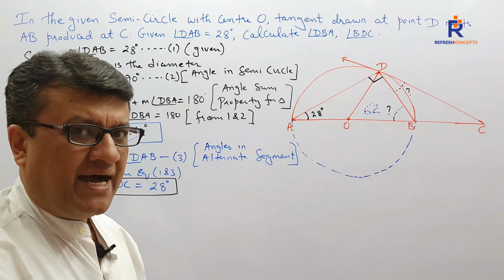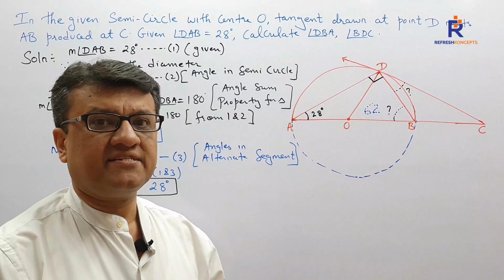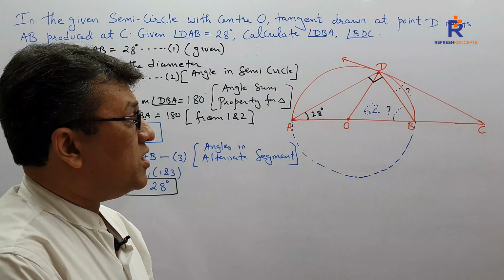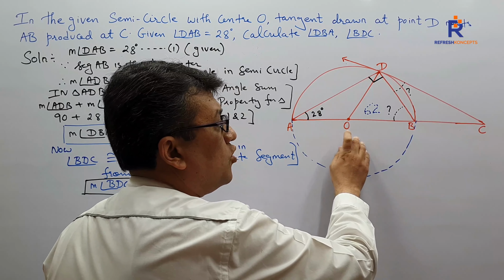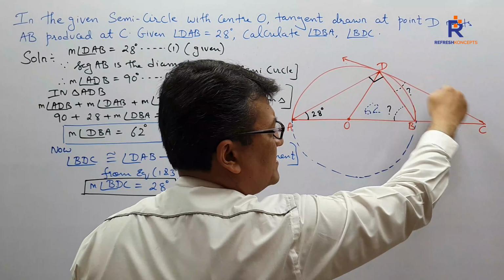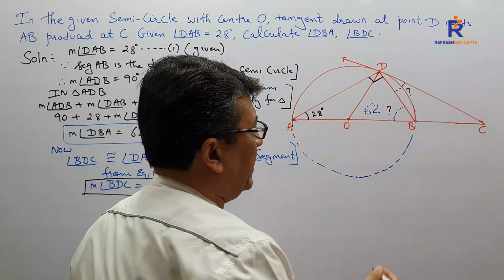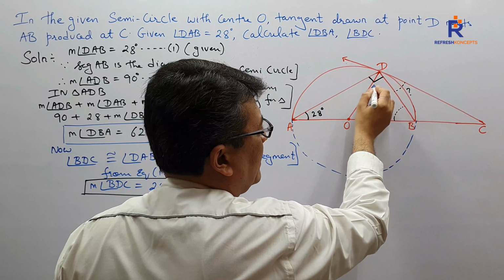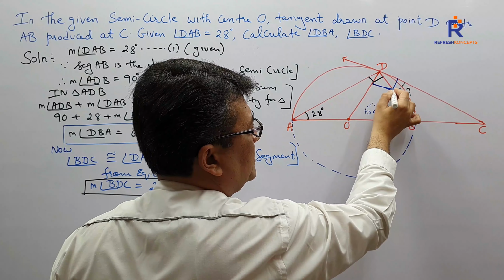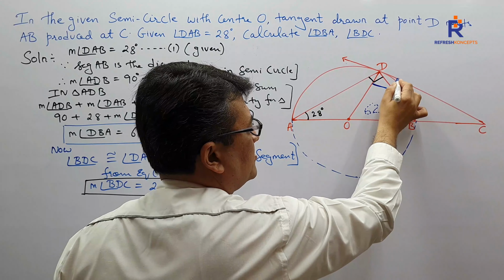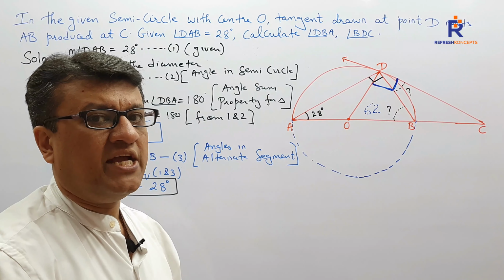But as I stated a minute back, I'm going to give you one more solution for BDC. What is given to us? DC is a tangent at point D. So if DC is a tangent at point D, what is this entire angle turning out to be? Children, will this angle be 90? Reason, radius is perpendicular to tangent.